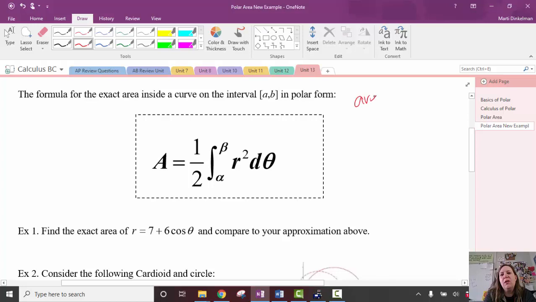So first of all, back to some geometry. The area of a sector of a circle is 1/2 r squared theta, where theta is in radians. So first I want you to notice that over here in our formula, the 1/2, the r squared, and the d theta.